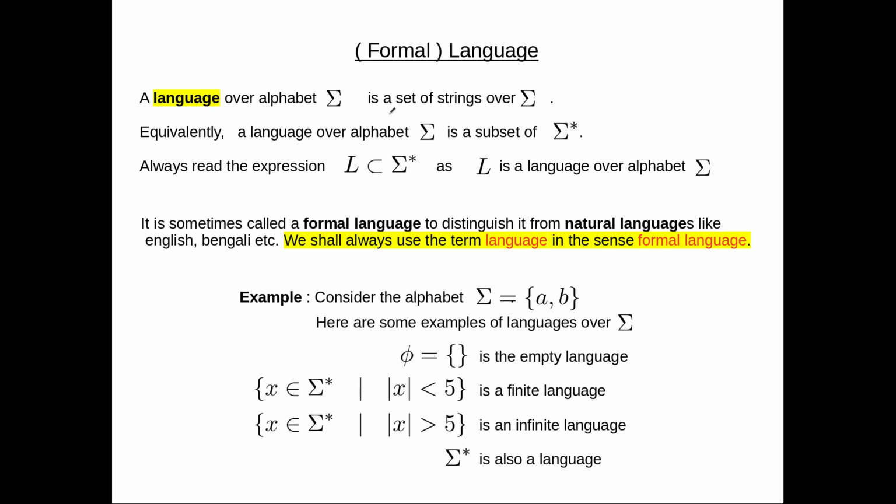So it's just a set of strings. Equivalently, we can say that it's a subset of Σ*, because Σ* is a set of all strings. So it's just a subset of Σ*. Whenever you see this expression, you should always interpret the Σ as an alphabet. So this is a set of all strings. So whenever you see L is a subset of Σ*, you know that this L means a language, a language over alphabet Σ.